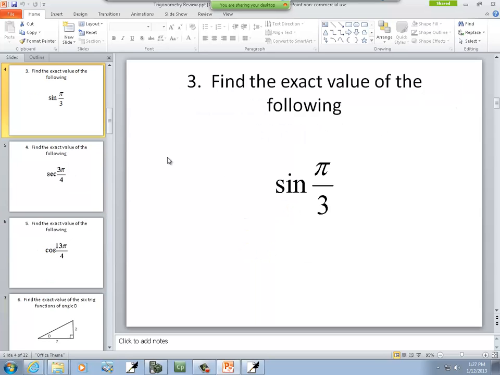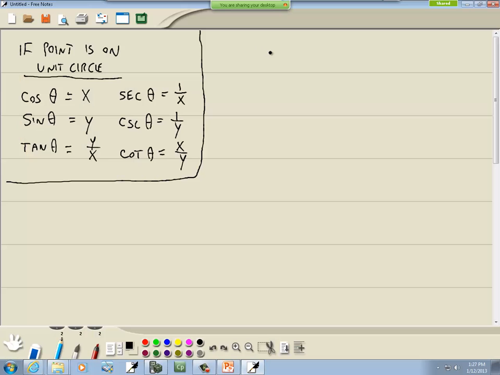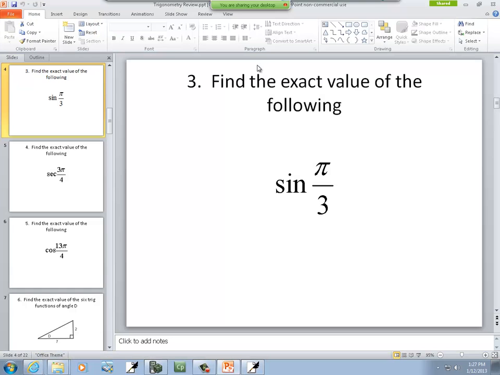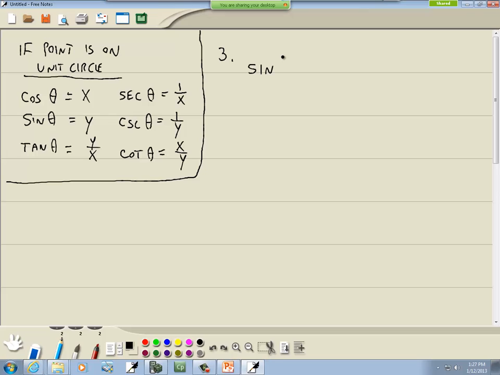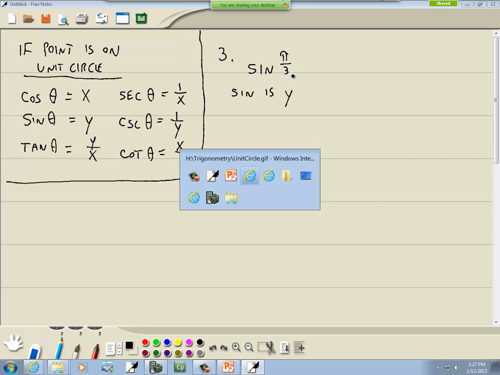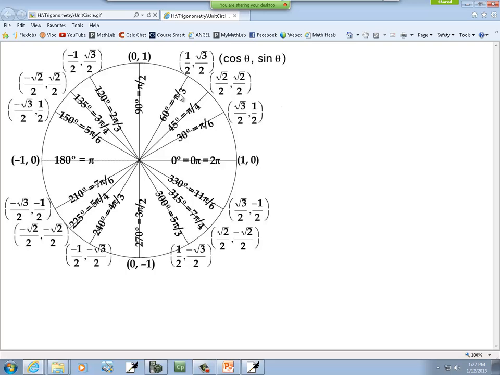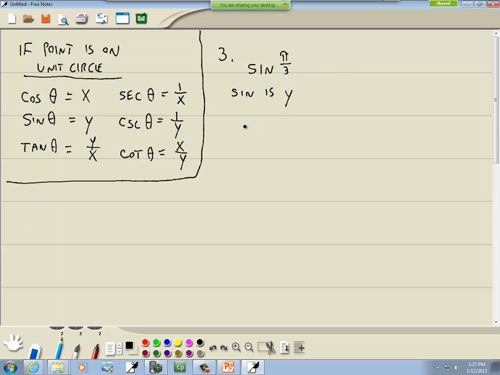And those are our formulas we'll work with if the point's on the unit circle. So let's take a look at our next problem. Okay, so we got sine of pi over 3. Now sine is y. That's just from our formulas here. So I'm going to look on my unit circle at pi over 3. Okay, here's pi over 3. And we said sine is our y. So here at pi over 3 we have this point, and our y is square root of 3 over 2. So our answer to this problem is going to be square root of 3 over 2.